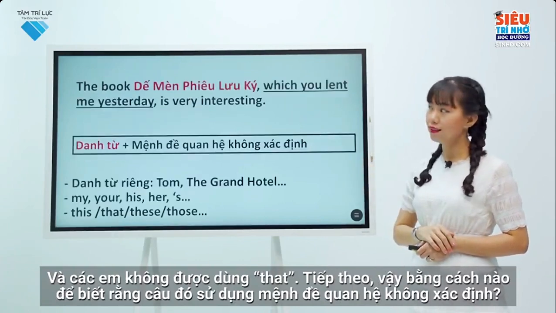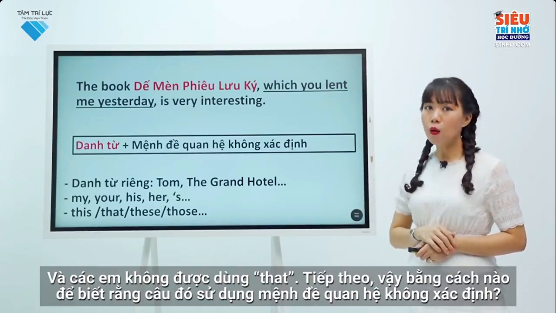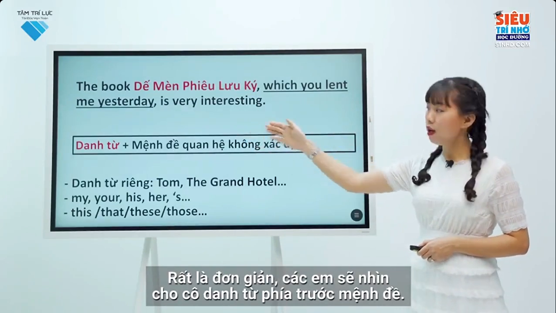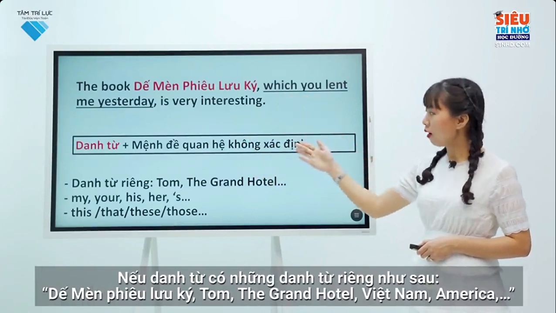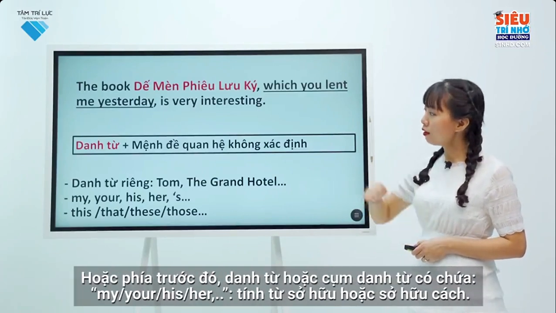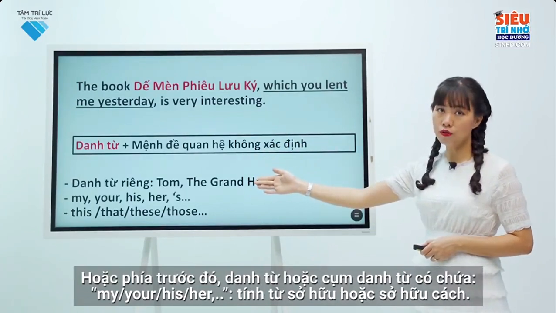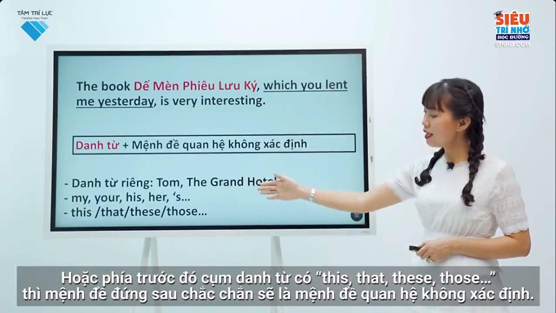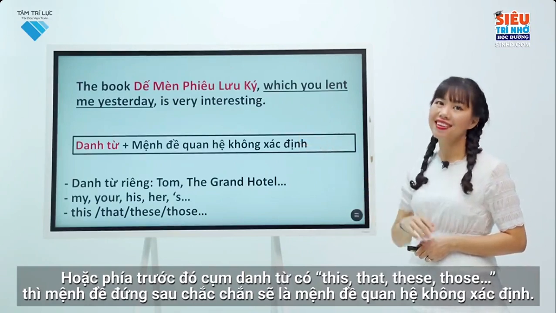Next, so how can you know if a sentence uses non-defining relative clause? Very simple. You will look at the noun in front of the clause. If it has a proper noun like Giấy mèn phiêu lưu ký, Tom, the Grand Hotel, Vietnam, America, or in front of it, the noun or noun phrase contains my, your, his, her, possessive adjectives or possessive cases. Or if in front of the clause, the noun phrase contains this, that, these, those, the clause behind it will absolutely be a non-defining relative clause.